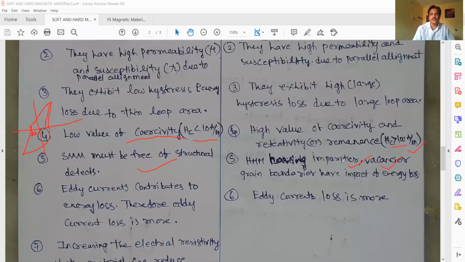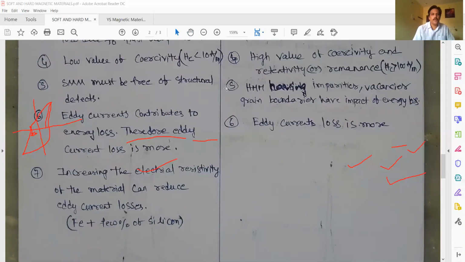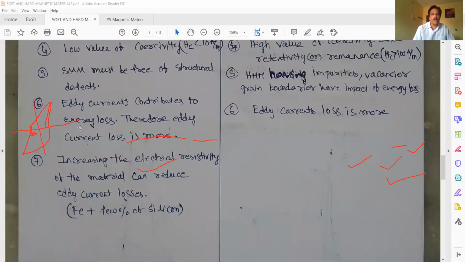Grain boundaries, some crystallines are there. They have an impact on the energy loss. So hard magnetic materials have impurities. Next, eddy currents contribute to energy loss. The sixth difference is eddy currents. So eddy currents contribute to energy loss.